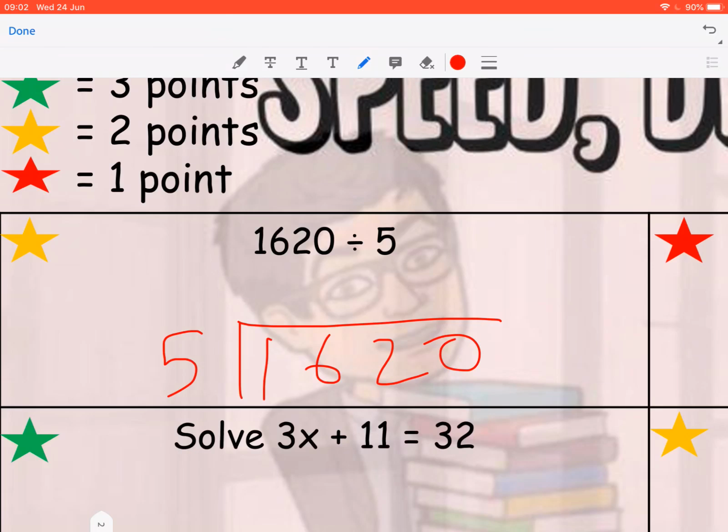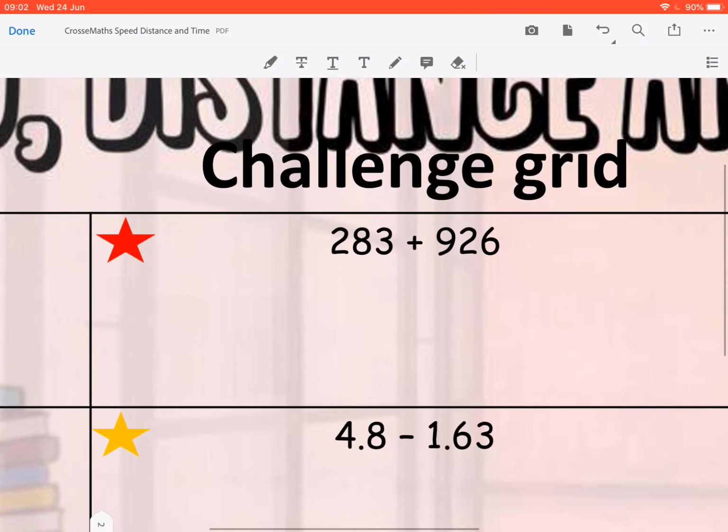1,620 divided by 5. 5 doesn't go into 1, so carry the 1 over. 5 goes into 16 3 times, remainder 1. 5 goes into 12 twice, remainder 2. 5 goes into 24 4 times, so my answer is 324.